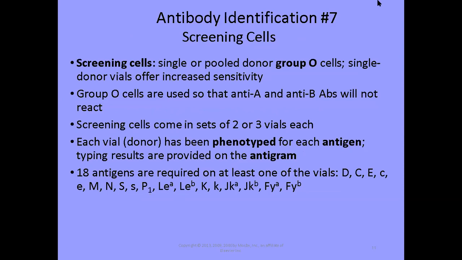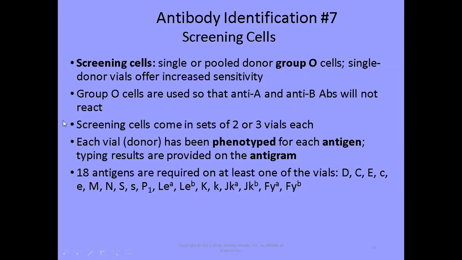Okay, so the screening cells that we use, they're reagents. You guys saw a picture of them, gosh, in lectures 2 and 3 a while ago when we did our overview of blood banking reagents. And so they come in sets of 2 or 3 vials. Remember, they always have to be from a group O person, because we do not want any naturally occurring anti-A or anti-B to link up with our screening cells, okay? We want to eliminate those reactions because we just want to detect unexpected antibodies, okay?